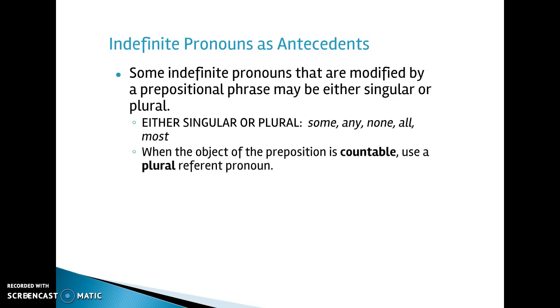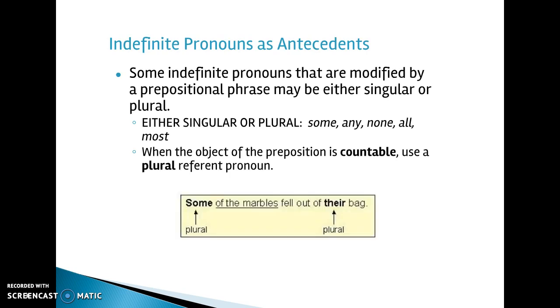So some, any, none, all, and most can be singular or plural depending on what they're modifying. When the object of the preposition is countable, you use a plural referent pronoun. So in this case, some of the marbles fell out of their bag. Now marbles is a countable unit. I can say 1, 2, 3 and count each marble separately, whereas sugar was just this one cohesive unit. So now I'm going to choose to use the plural referent there.